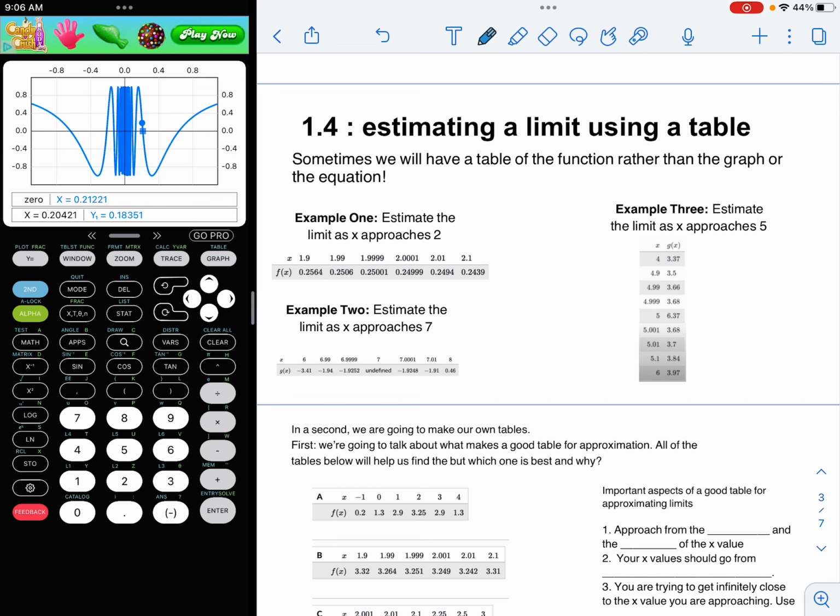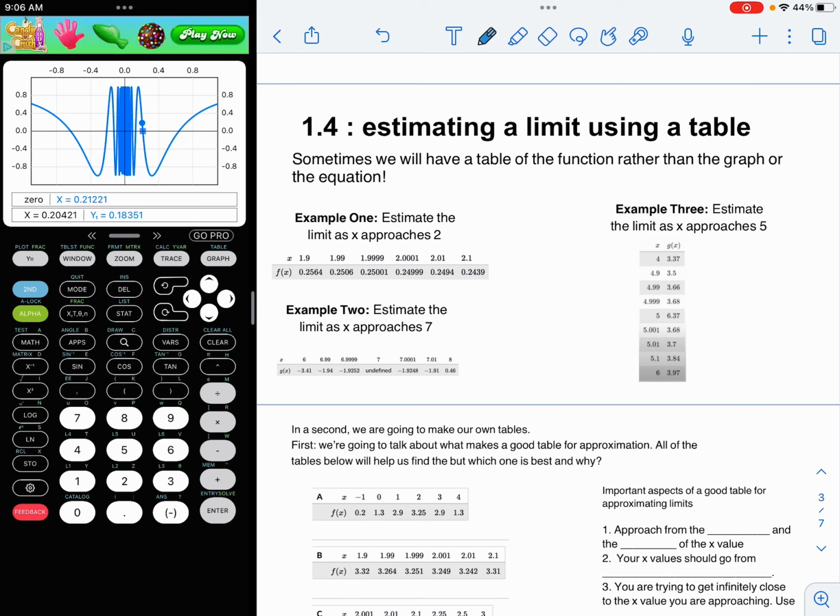So this next one, we're going to move on to estimating limits using tables. And the process for estimating a limit using a table is really similar. You're going to look at where the y values go as you approach the x value from the left and the right. So sometimes we have a table of the function rather than the graph of the equation. So this is what we'll do.